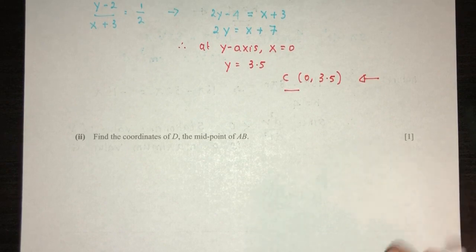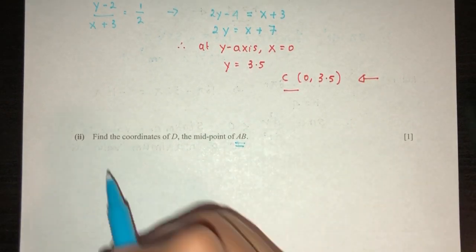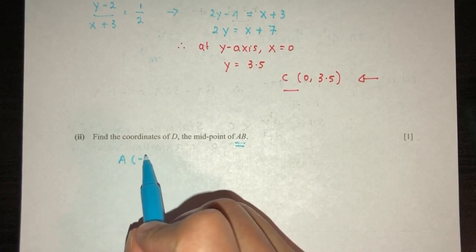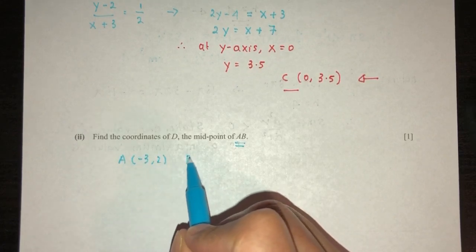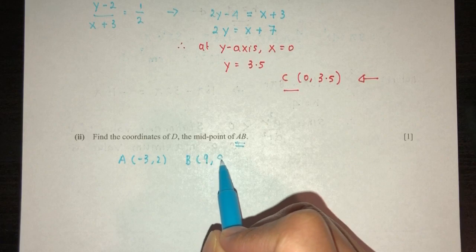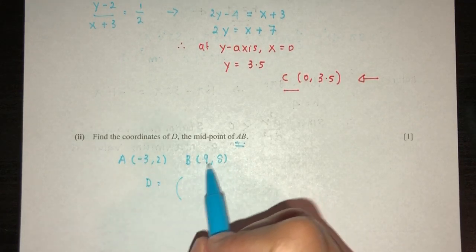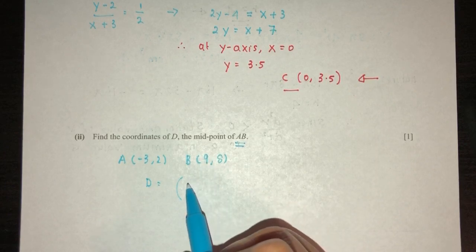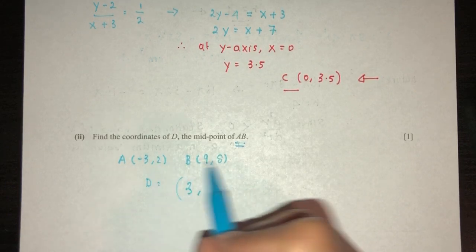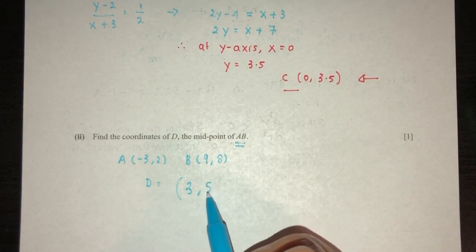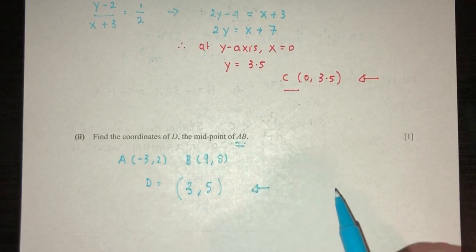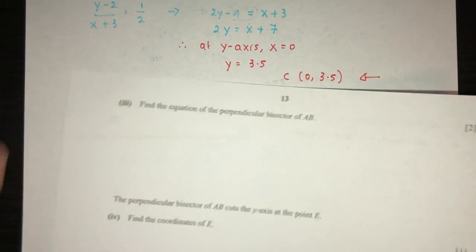Now for part 2, find the coordinates of D, the midpoint of AB. So pretty easy. The point A has been given to you as minus 3, 2. The point B has been given to you as 9, 8. So the point D will be the midpoint given by the formula: x1 plus x2, that will be 6 divided by 2, which is 3. 2 plus 8 will be 10, divided by 2 is 5. This is your point D. Now let's move on to the next one.